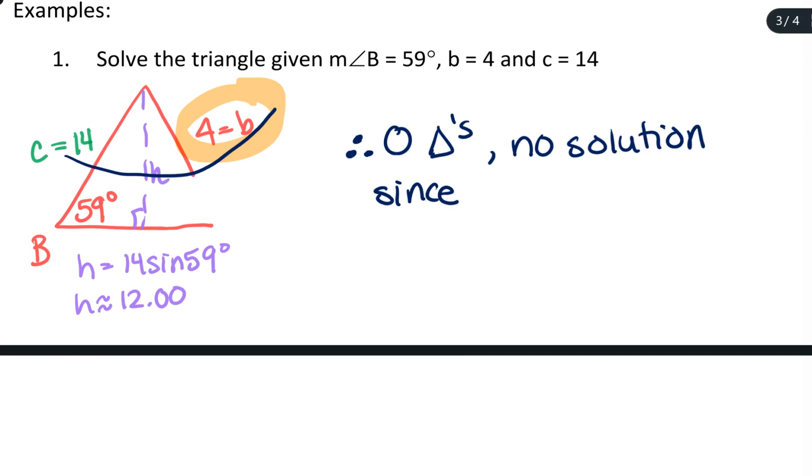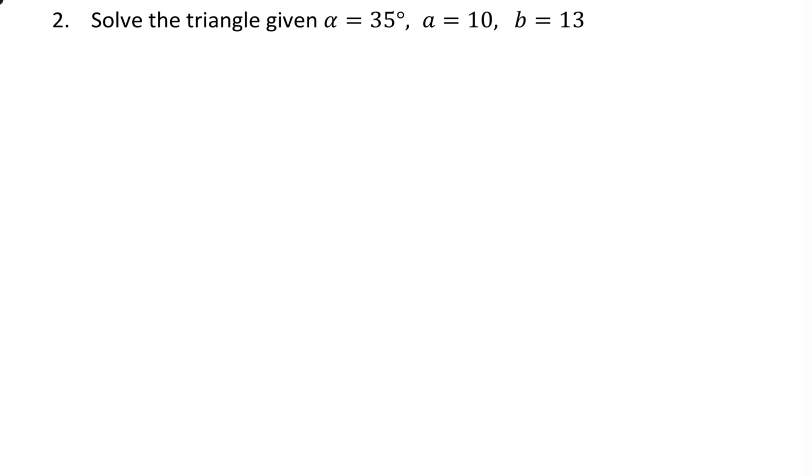Since B is less than H. Or you could write it out in words, the side opposite the given angle is less than the height. All right, example number 2.